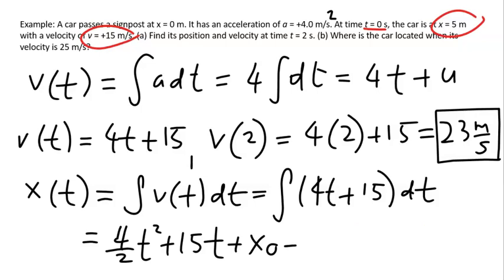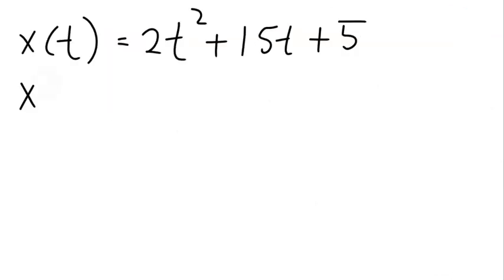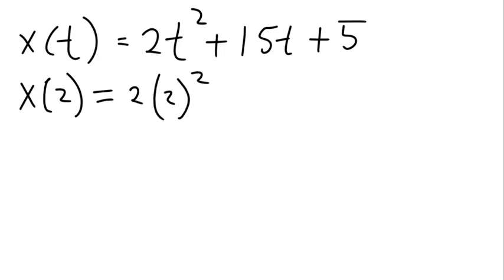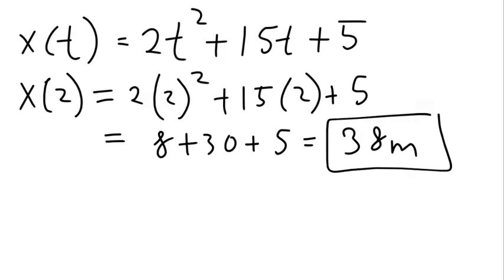So your x(t) is 2t squared plus 15t plus 5. So that is a plus there. And this is the equation that would enable you to find the position at t equals 2. So x at t equals 2 will be 2 times 2 squared plus 15 times 2 plus 5. So this is 8, this is 30, this is 5, which is 38 meters. Position at t equals 2 seconds.